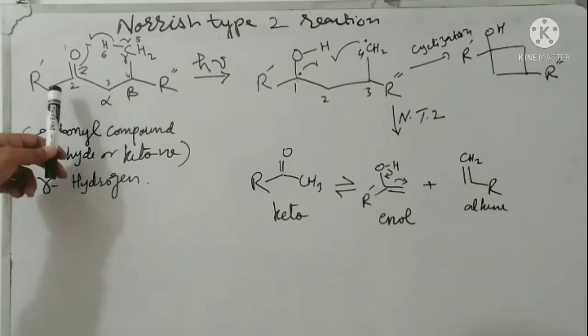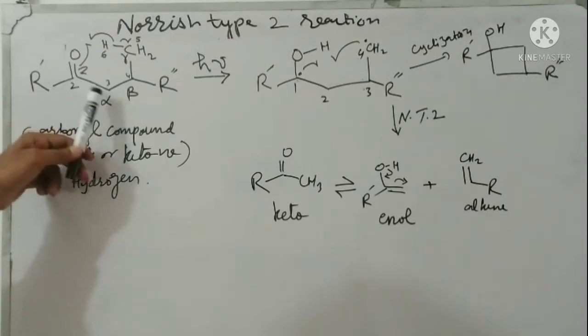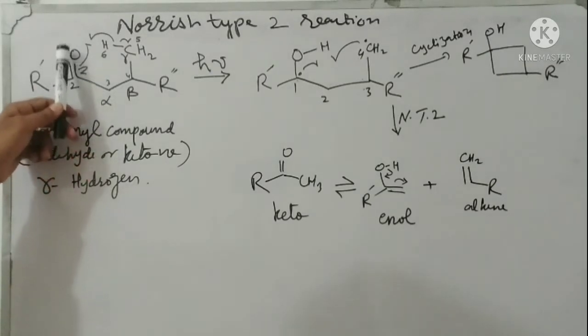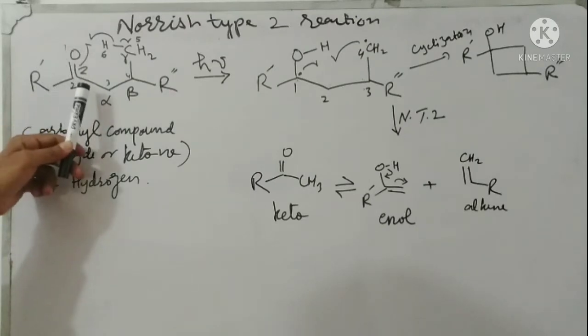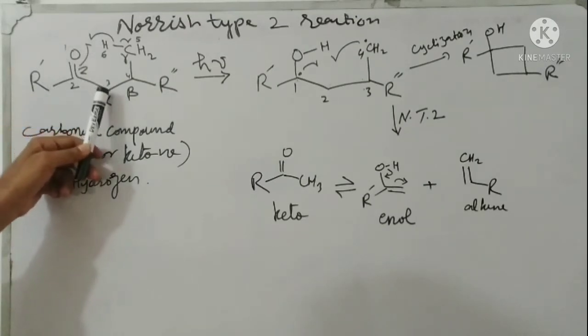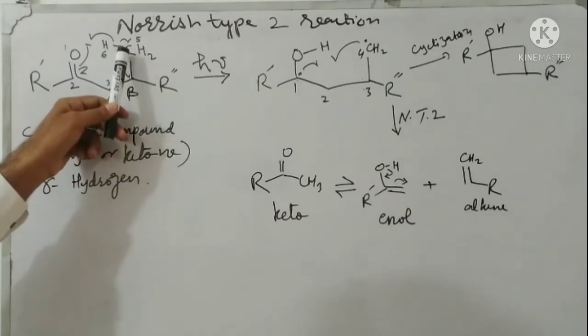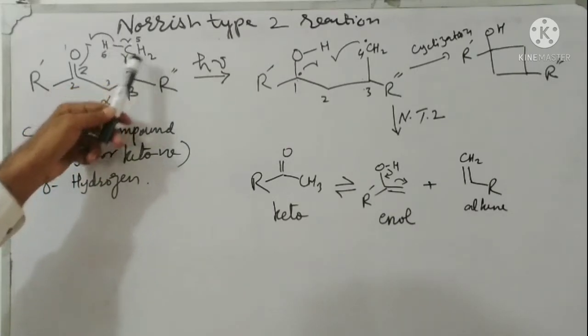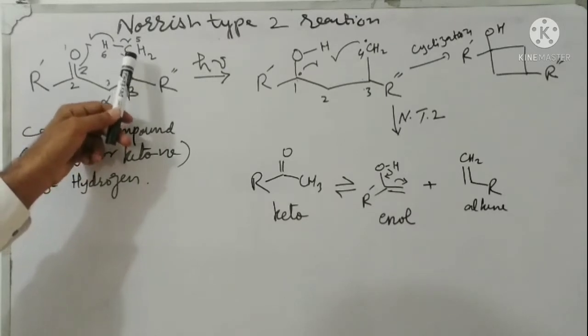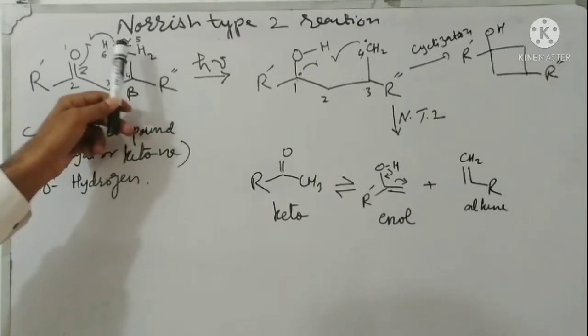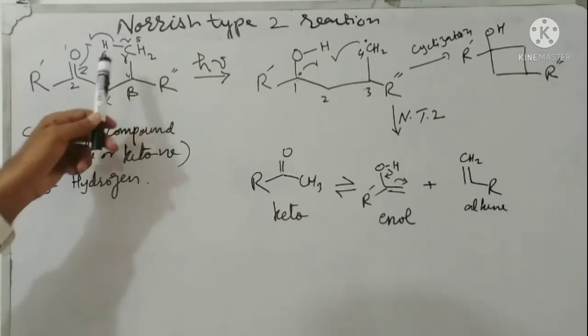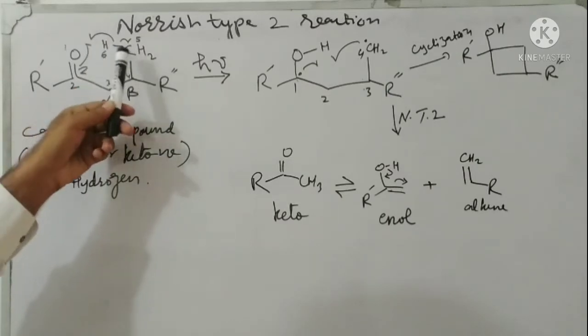So if this is a general structure of a carbonyl compound, if we count, this is the carbonyl functional group, this carbon is alpha, this carbon is beta, and this carbon is gamma. On this gamma carbon, this is basically methyl, we rewrite it. So these three hydrogens which are attached to the gamma carbon are also called gamma hydrogens.